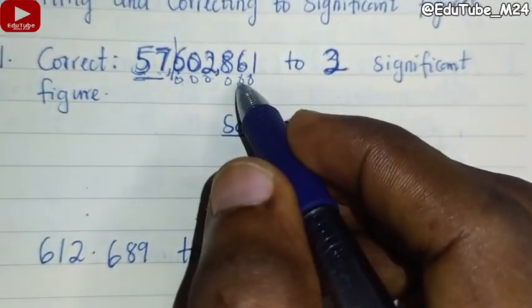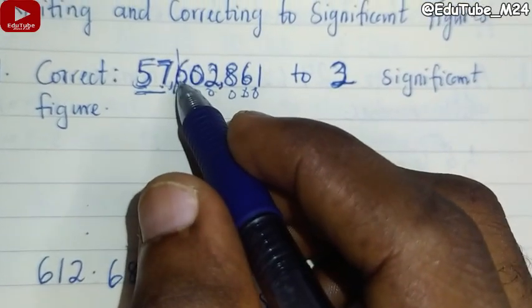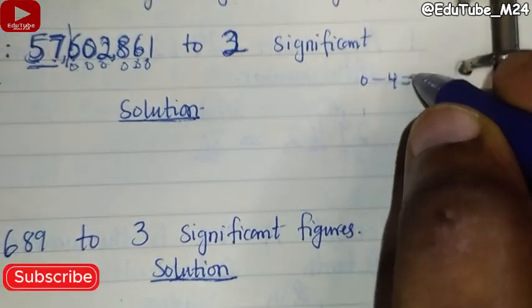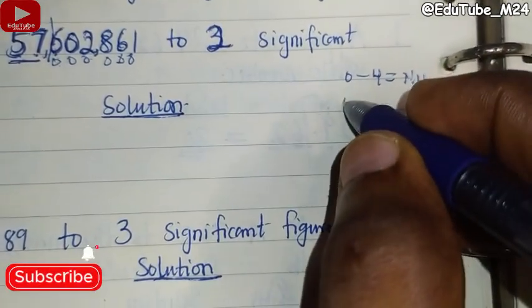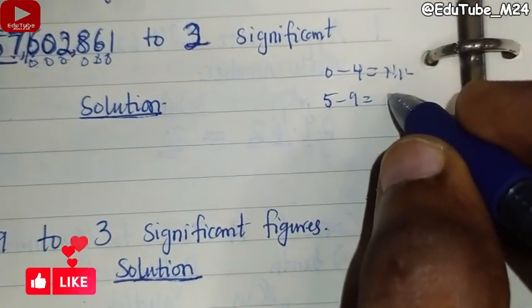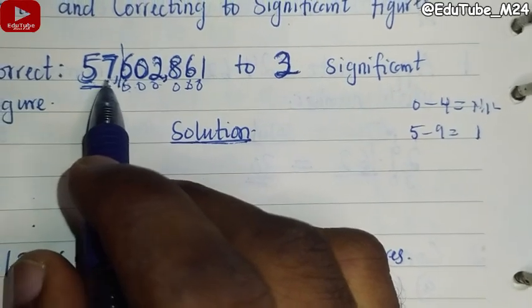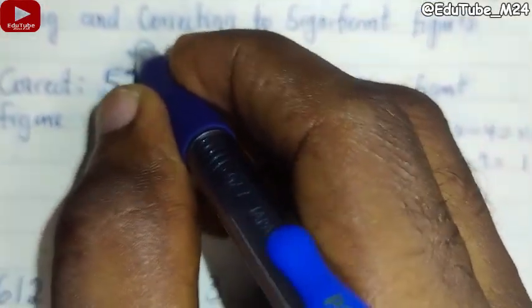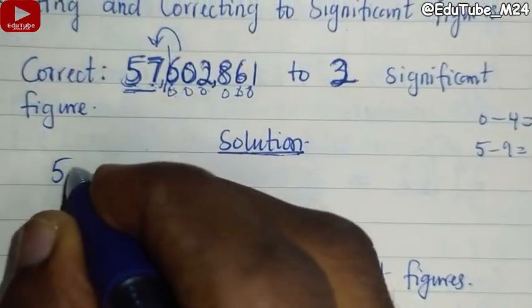So they will be evaluated to 0, and then we consider whether the nearest number to the first two significant figures is between 0 to 4. If it's between 0 to 4, it's going to give out nothing, and if it's between 5 to 9, it's going to round up or give out 1. So the nearest number to this 7 is 6. So it's going to give out 1 to this 7, and then the 7 will become what? 8.